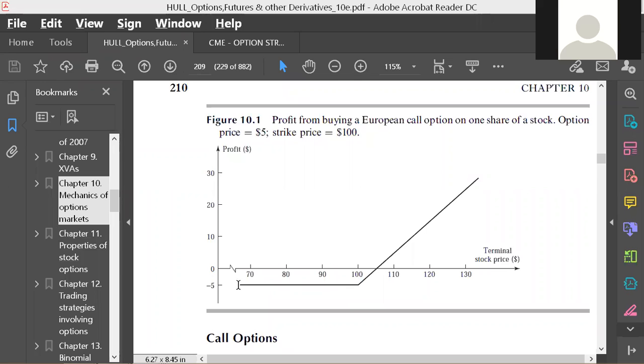Okay. Now, can anyone guess what this point is where this line is crossing the x-axis? 105. Correct. It's 105. At this point, when the underlying asset is at 105, okay, before we go to that, let's ask this question. Let's say it's here at 103. At 103, should we exercise the option?